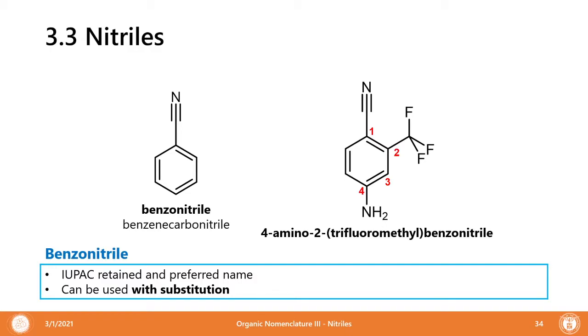Here's the monosubstituted benzene nitrile with the name benzonitrile. This cannot be used. This can be used with substitution. So here, for example, we have 4-amino 2-trifluoromethyl benzonitrile.